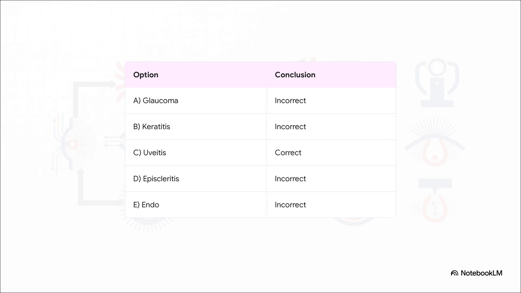Choice A, acute angle closure glaucoma, is incorrect. While it does cause a painful red eye, the pupil is classically mid-dilated and fixed, not constricted, and the eye feels hard to palpation. Choice B, infectious keratitis, is primarily a corneal infection causing opacification, not an anterior chamber layering, and it completely lacks that systemic link. Choice C is definitively correct.